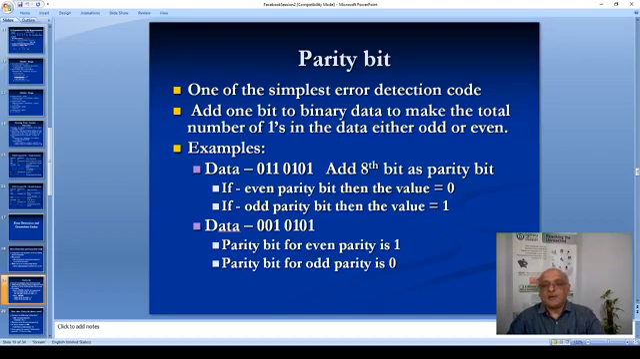Similarly, in another case where the data is 00101101, for the parity bit for even parity, once again, how many ones? 1, 1, 1. So for even parity, we will add the parity bit as 1. So the data plus parity bit will have an even number of ones. And for odd parity, if I add 0, then odd parity is served.